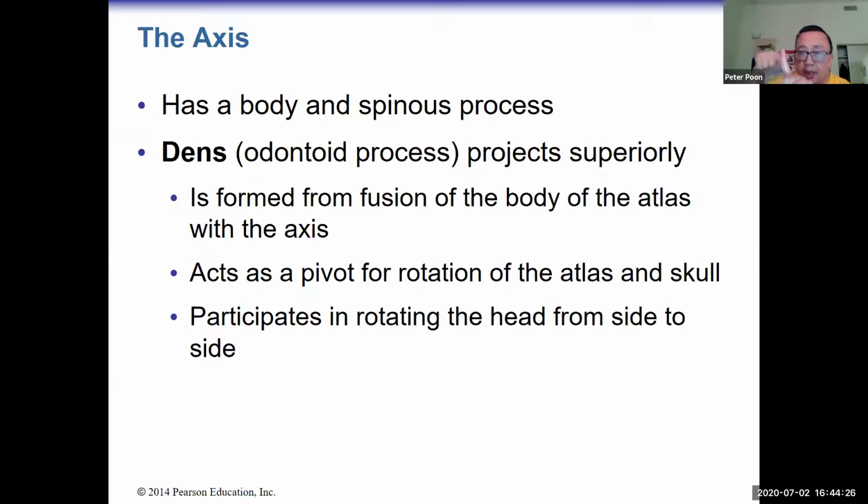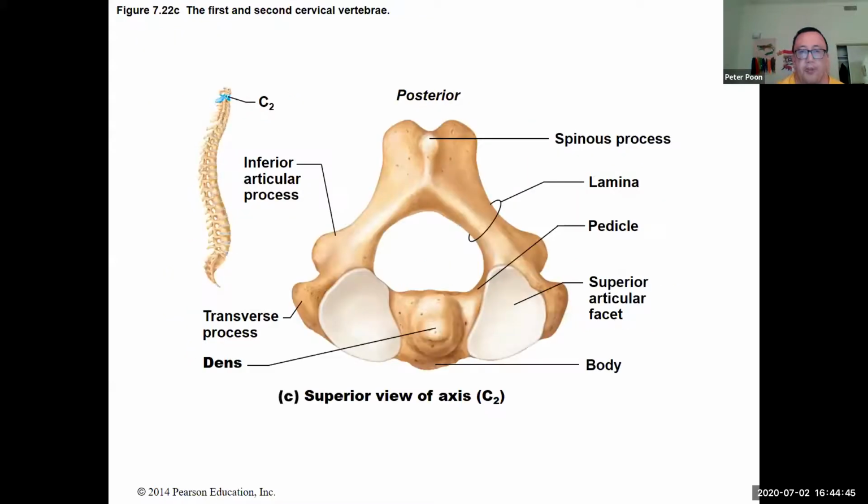So this is going to be like the dens, a little tooth sticking out. This is by C1 now. Remember, my C1 has no body. So now I can rotate this around that very easily. That allows me to do this. So that is a very important thing on the dens.